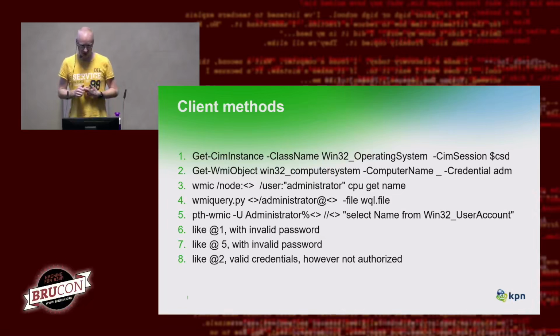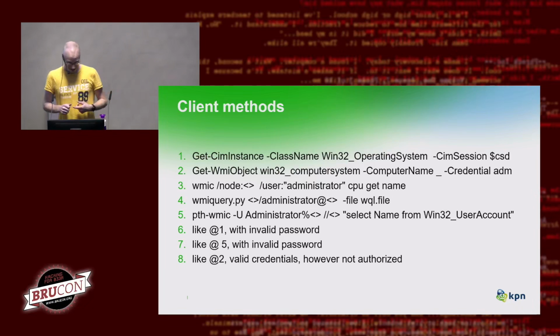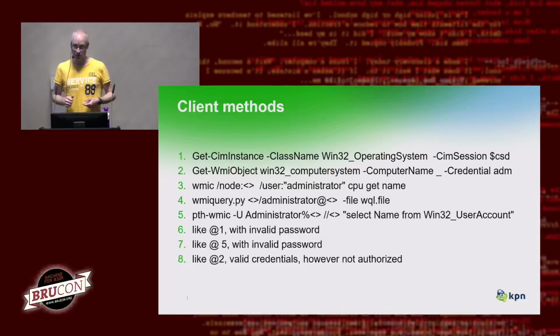And then I used several client methods, like this. The first two were obtained from the Windows Management Framework. The first was a command line tool that enables you to use WMI. The fourth was taken from the Impacket distribution. Number 5 was taken from the Kali distribution. And I used several use cases to force invalid passwords, invalid usernames. So I was curious to find out how the behavior would be on a network level.